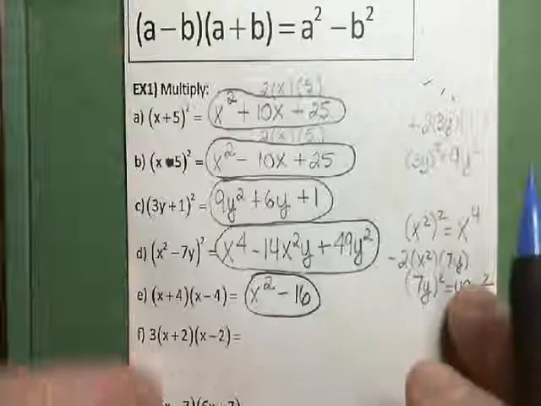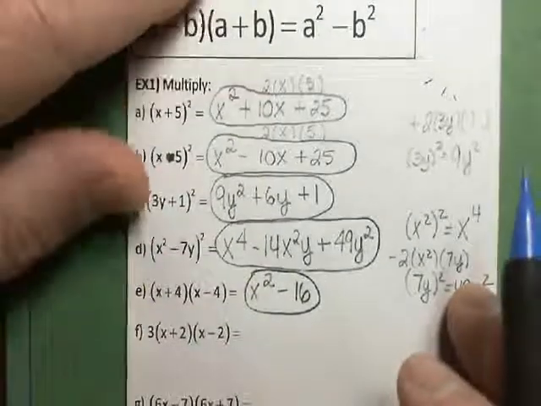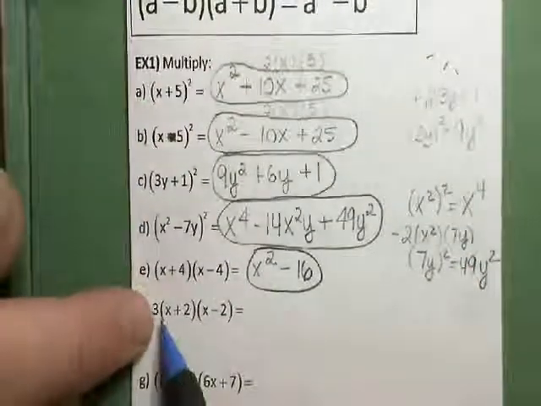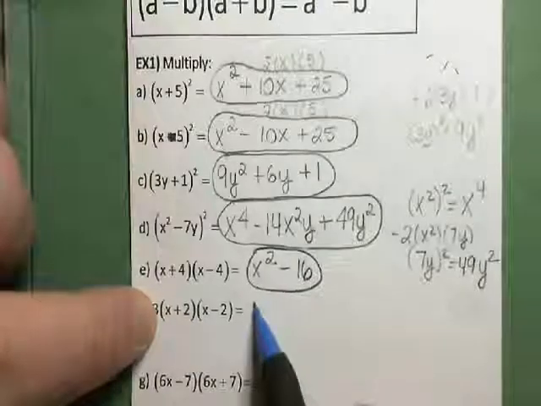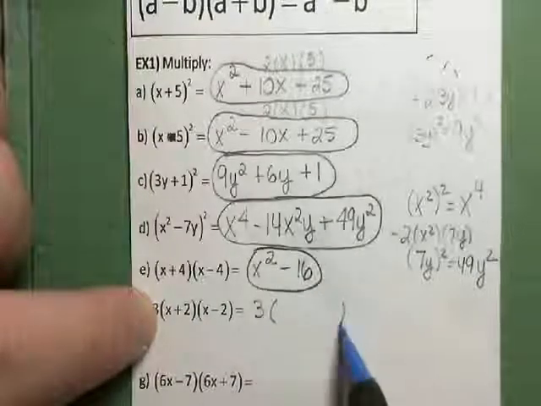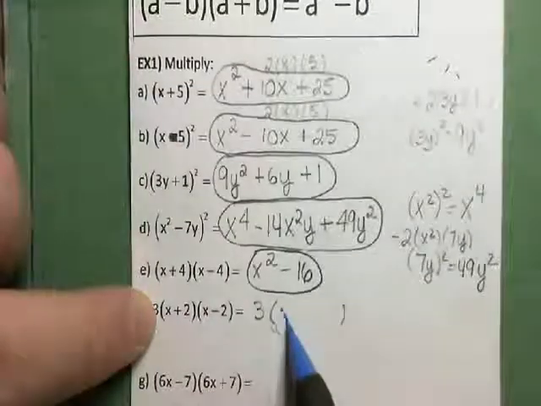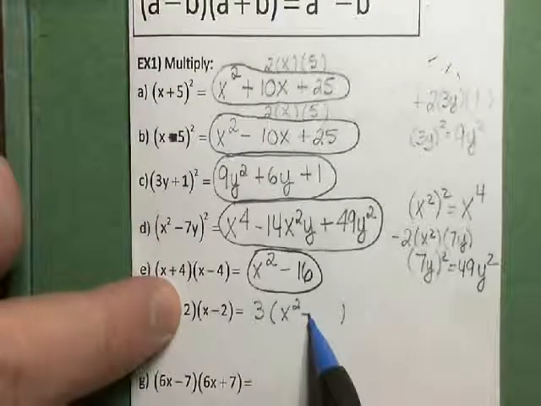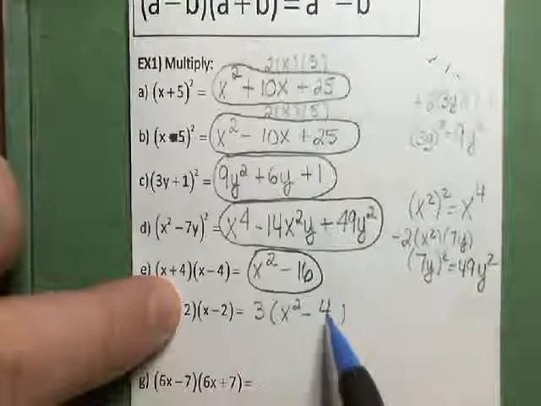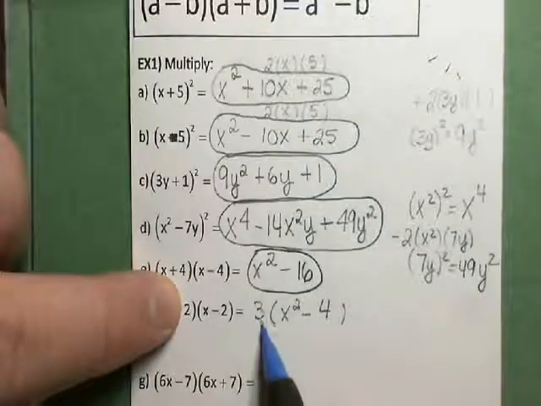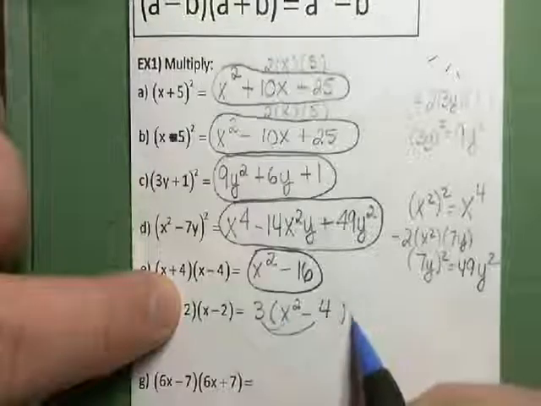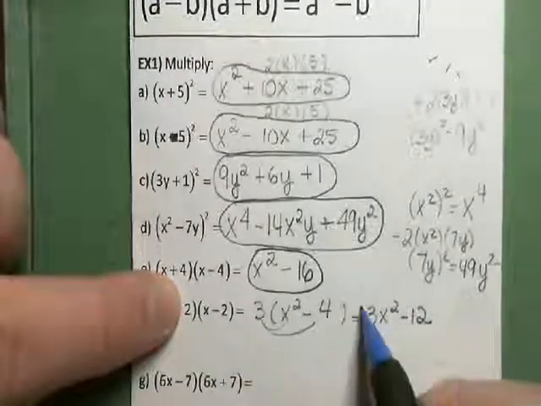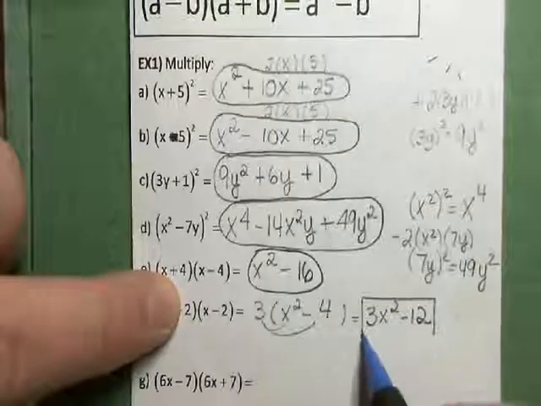And the next one, you see you have a number in front. So basically what we're going to do is we're going to just keep the number in front for a second. I'm going to apply the rule. The rule says take the first one and you square it, put a minus, and take the second one and you square it. What is 2 to the second power? 4. And now I would apply the 3 using distributive property. So my answer would be 3x squared minus 12. And that would be my answer for this problem right there.